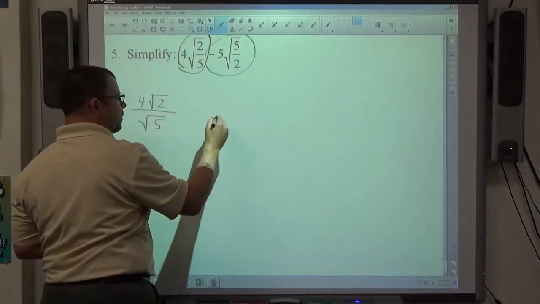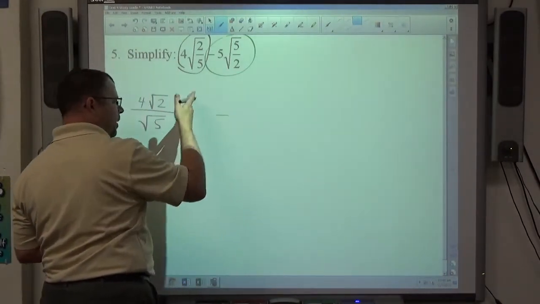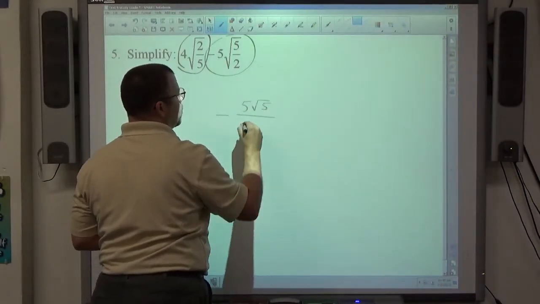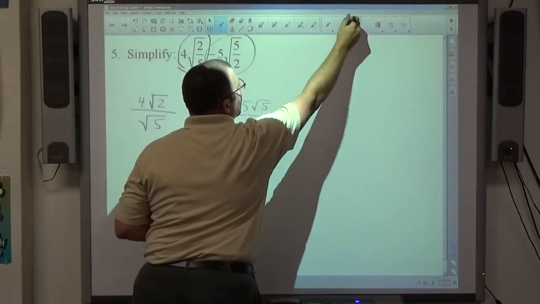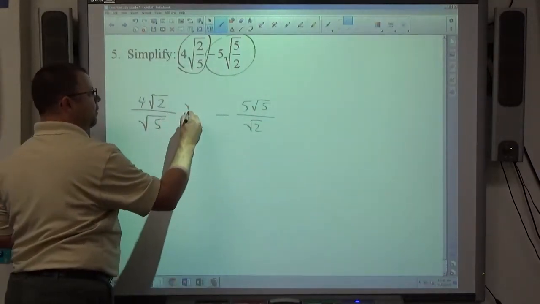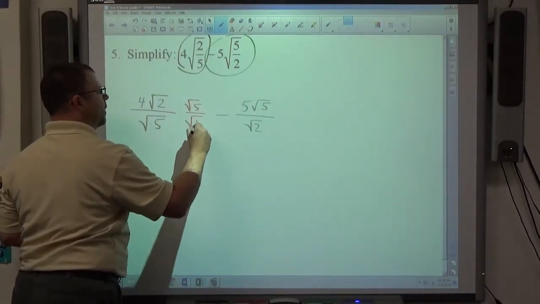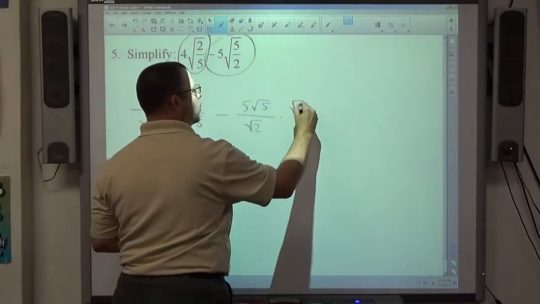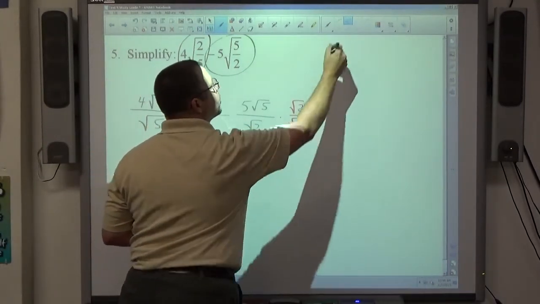And again, I'm leaving myself some space here because I'm anticipating multiplying top and bottom here. So minus 5 times the square root of 5 on top over the square root of 2 on the bottom. The fix for this is the square root of 5. Top and bottom must be multiplied by the same number. The fix here is the square root of 2, so multiply top and bottom by the same number.